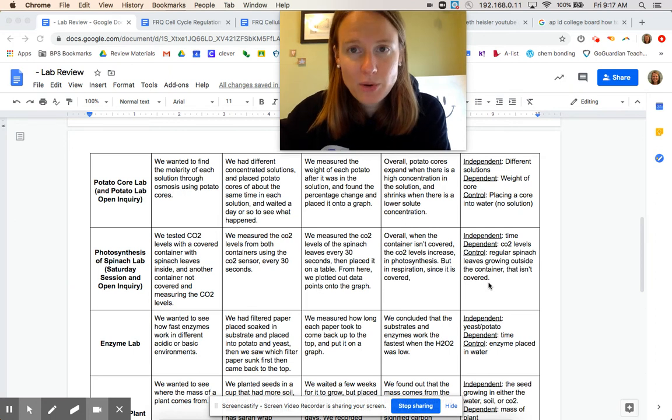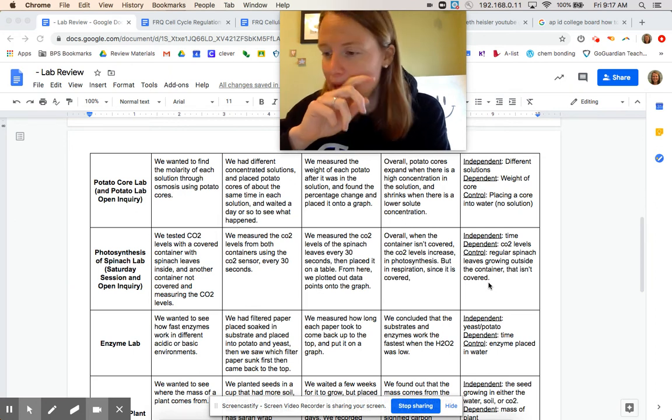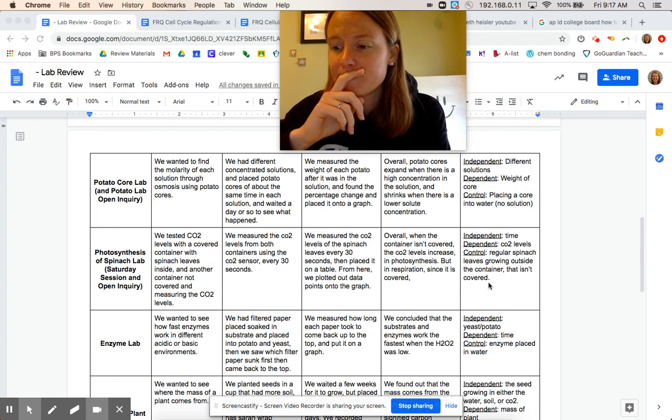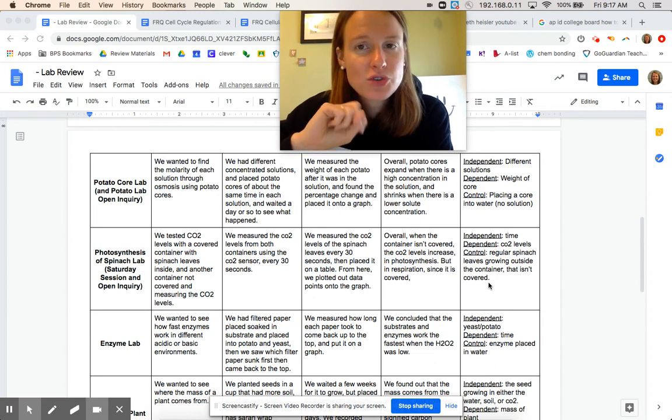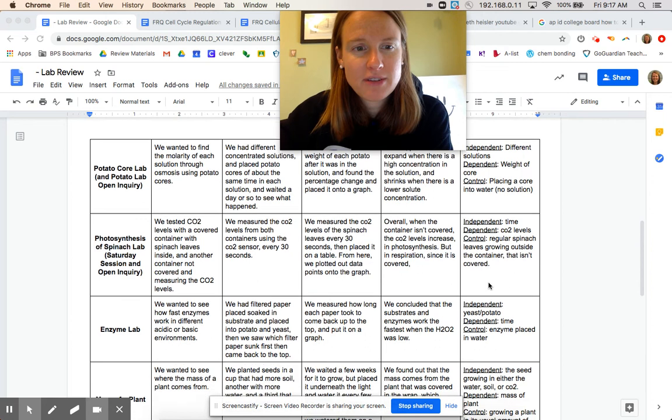When you did your open inquiry, different people had different controls. If you varied the amount of light, possibly your control was one light bulb. If you varied the amount of spinach leaves, possibly your control was one spinach leaf. It depended on what you did for your open inquiry.